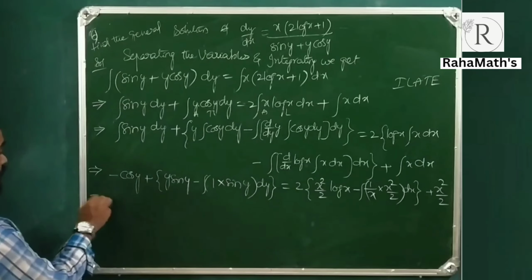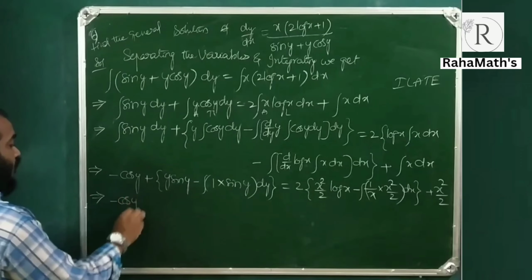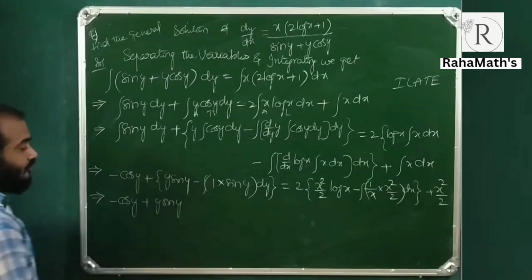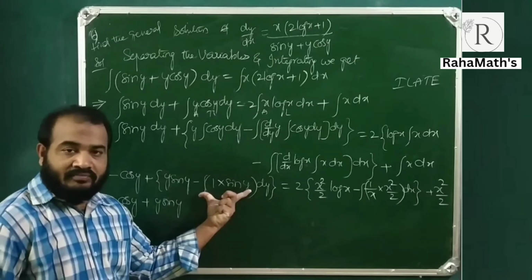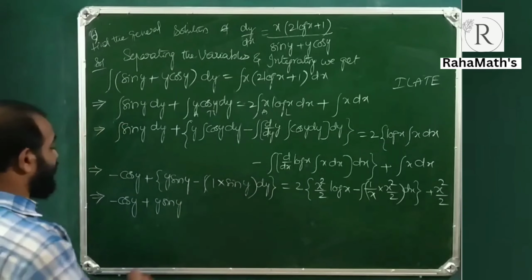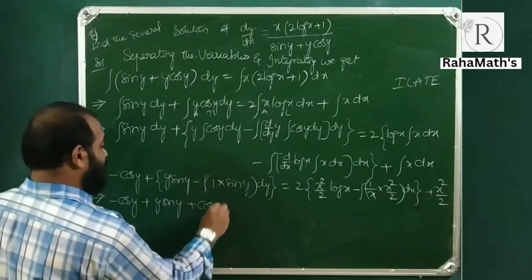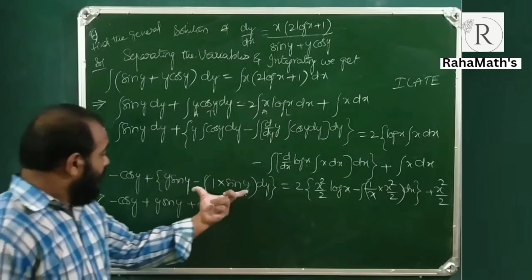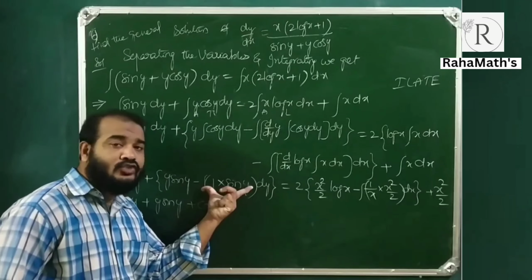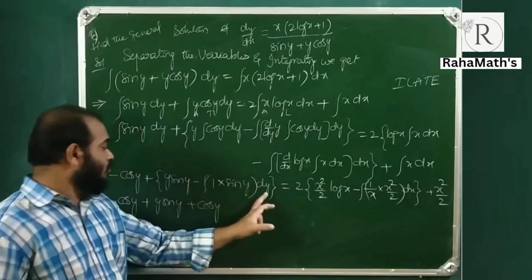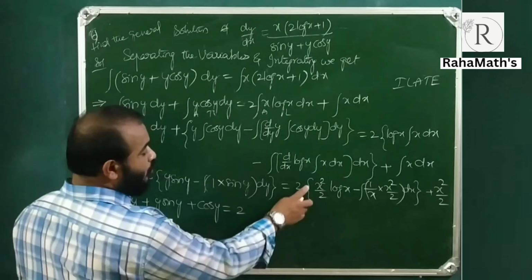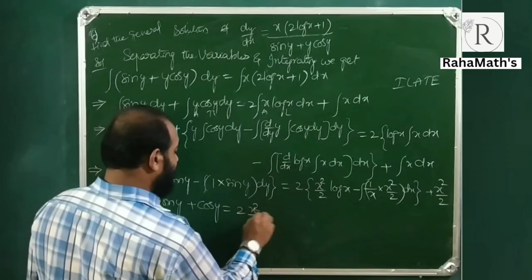This is equal to minus cos y plus y sin y. 1 into sin y is sin y. Integral sin y dy is minus cos. Minus of minus, plus cos y. So this is equal to 2 into x square by 2 log x.